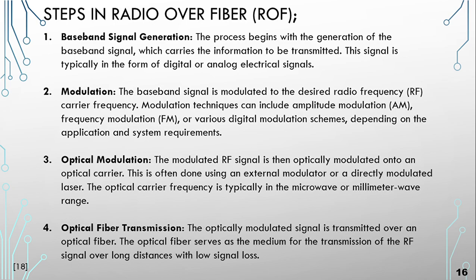Fourth step is the optical fiber transmission. The optically modulated signal is then transmitted over an optical fiber. The optical fiber serves as the medium for the transmission of the RF signal over long distance with low loss.